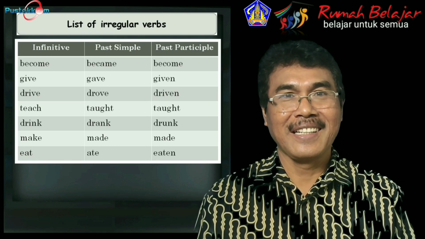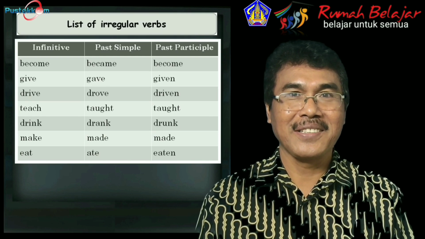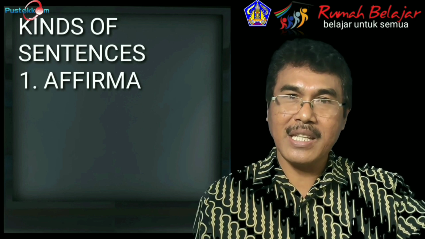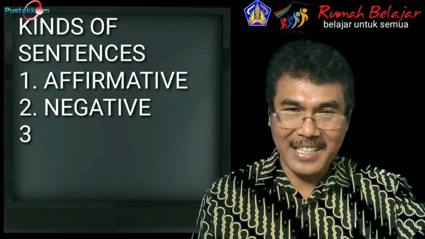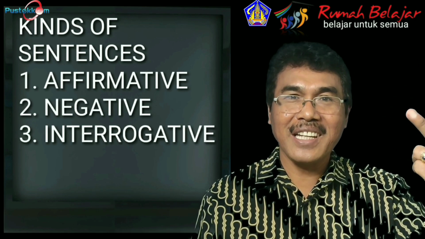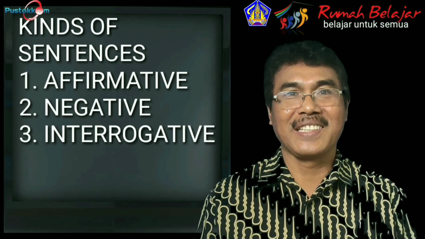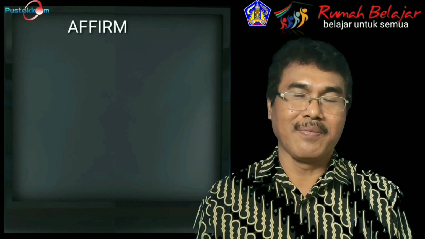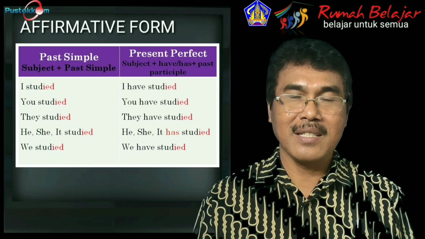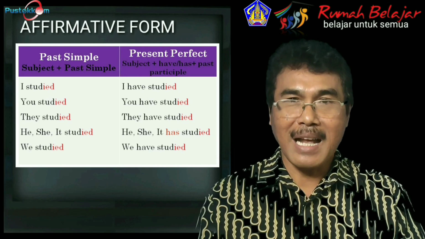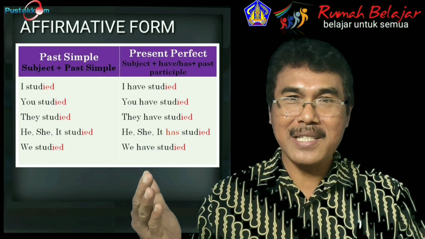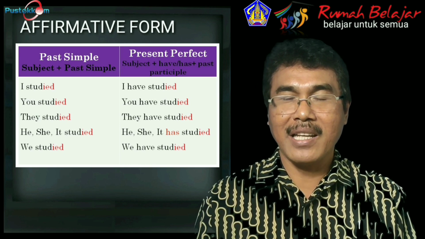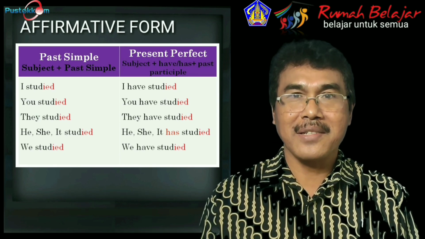Okay, everyone, now let's discuss about kind of sentences. First is affirmative, second one is negative, and the third is interrogative. Now let's start from the first one, for affirmative. The form is for past, subject plus verb 2 or past. The example is, I studied.